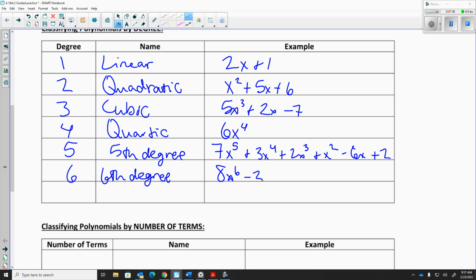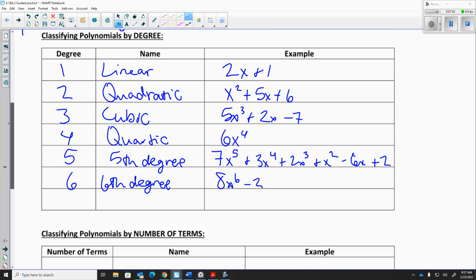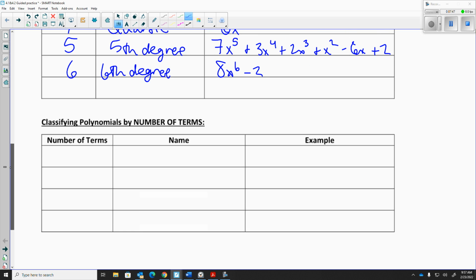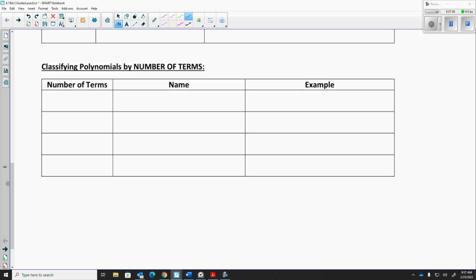All right, one more thing. This is classifying based on the degree, right? That's the biggest exponent. You can also classify it based on the number of terms, which we were already kind of talking about a little bit, okay? If you have one term, that's something that looks like this, 2x, or 4. It's just one thing, right? We already talked about this a little bit.